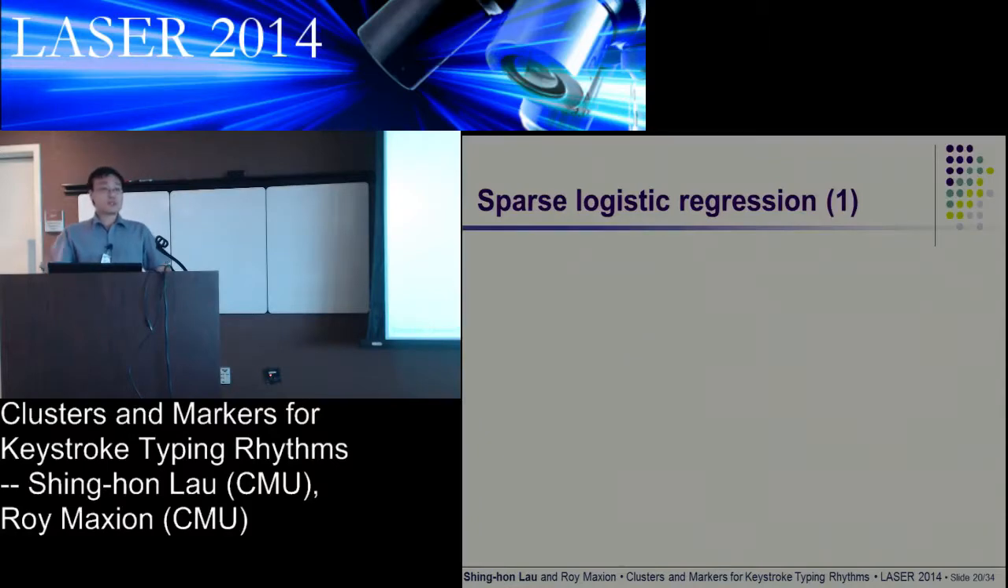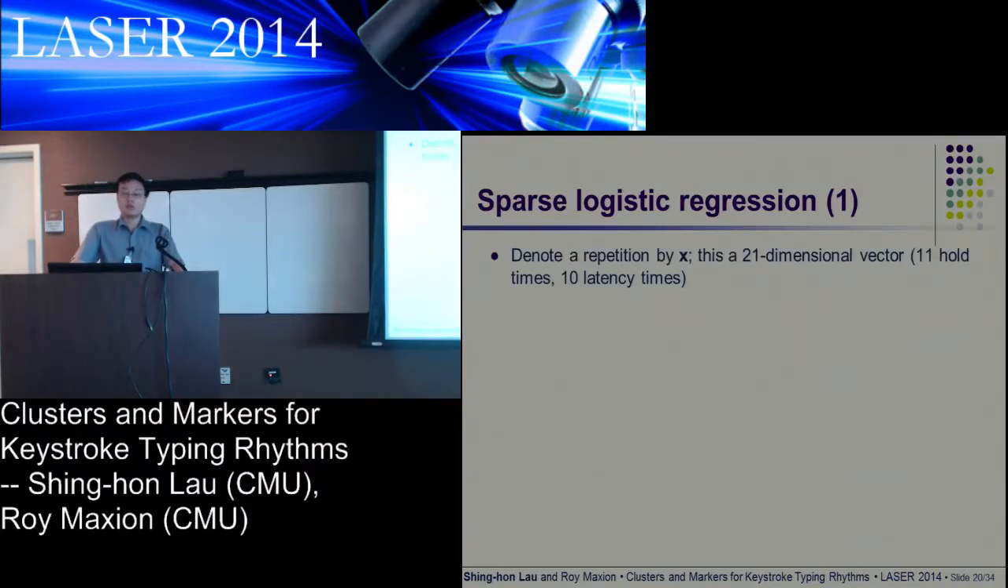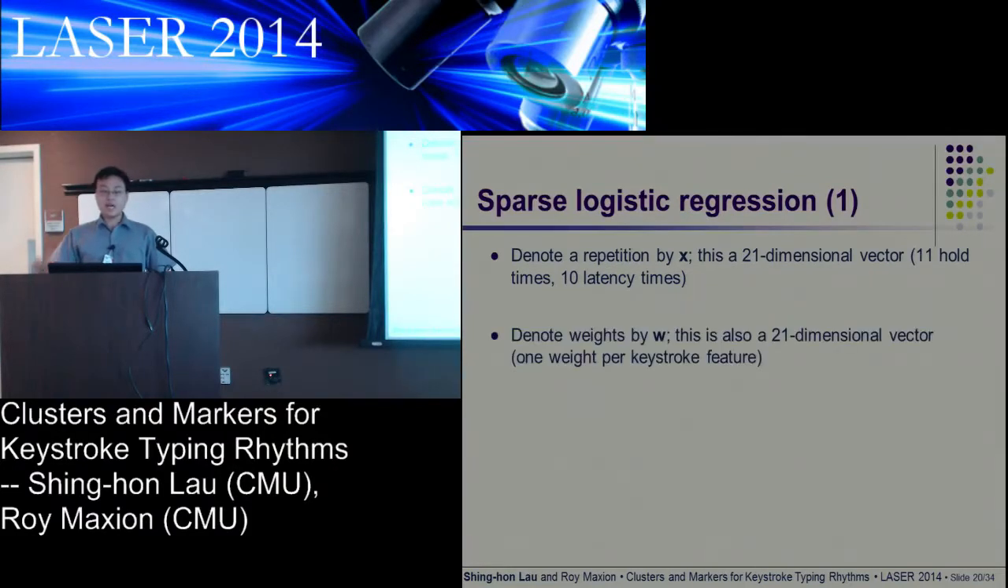So to describe what sparse logistic regression is doing, to give you a little bit of confidence that these weights are doing what I say they're doing, I'm going to need a little bit of notation. So I'm going to denote a repetition by this bold-faced X. And this will be a 21-dimensional vector, because I have 11 hold times and 10 latency times concatenated together. I'll denote weights by a bold-faced W. This will also be a 21-dimensional vector, because I'll have one weight per keystroke feature. And it's critical that you understand the weights are chosen by the sparse logistic regression algorithm. These are not things that I input in. These weights are learned based on the data that you feed in.